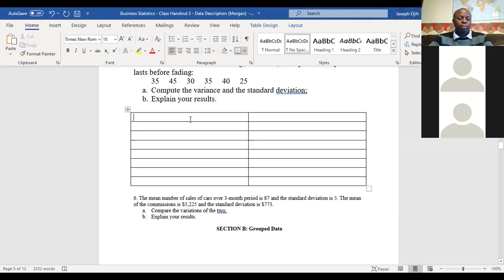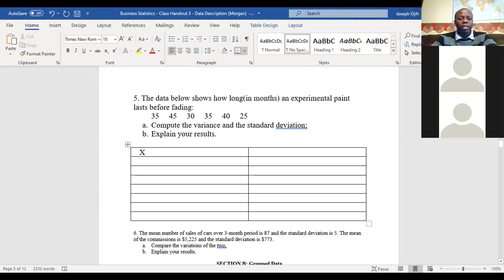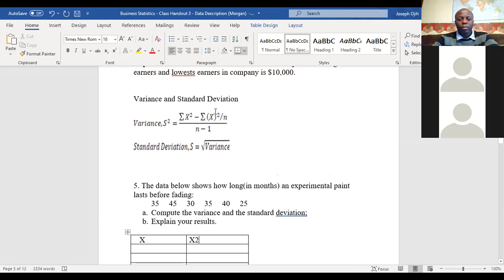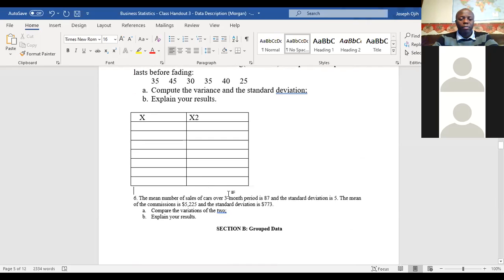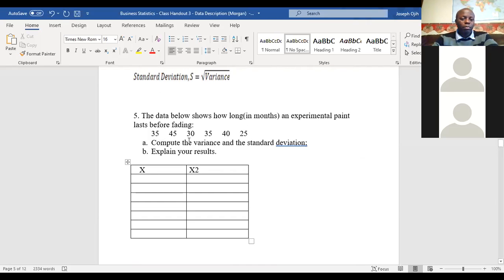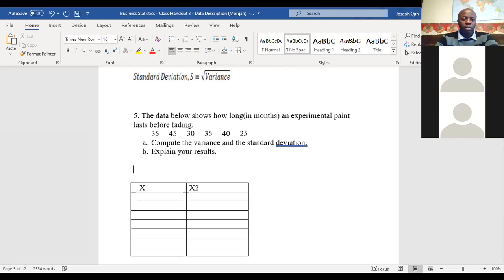So x, the number which represents how long, that's the number of months, and then x squared, which represents just the square of this x. Now if you look at the formula, you can see why we're using that method, because it says the sum of x squared, then the sum of x, squared, over n. In this case, n is how many of them we have. So this should be our solution. Let me write it down.